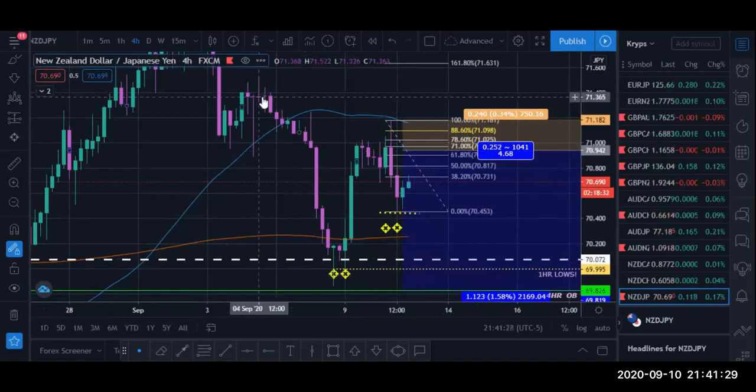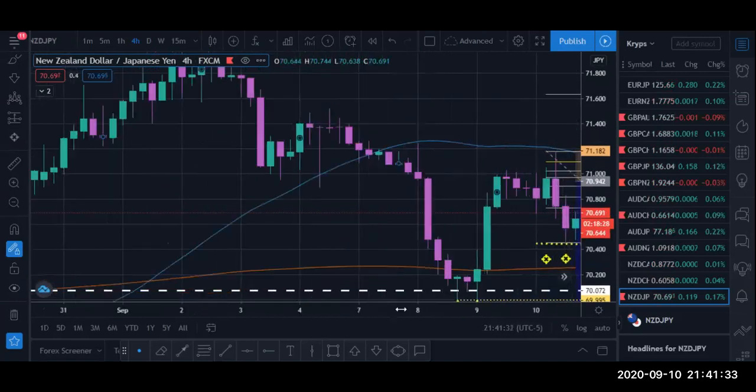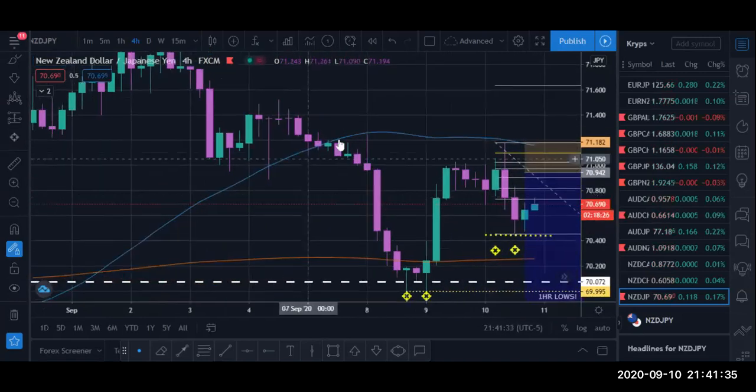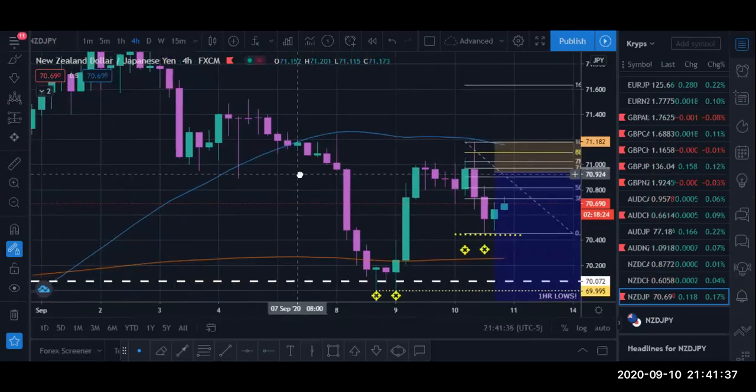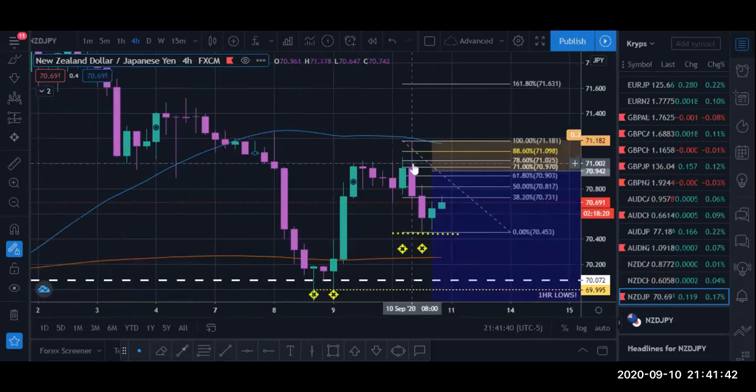We don't have anything else to go from, especially on this 4 hour, because if you look, this candle came back and got touched. This candle, all of this, they got taken out. This candle, all of that got taken out.